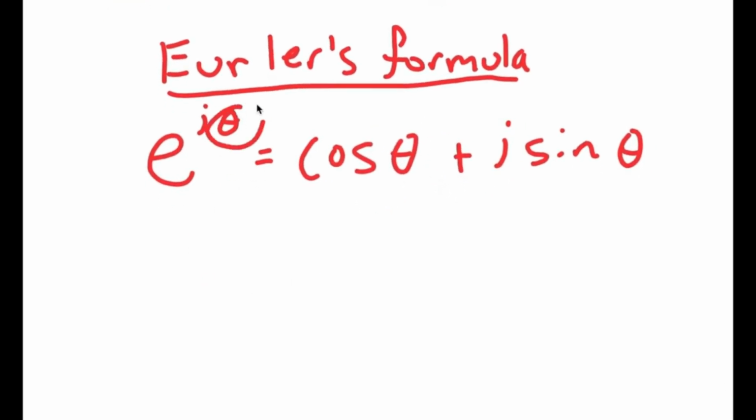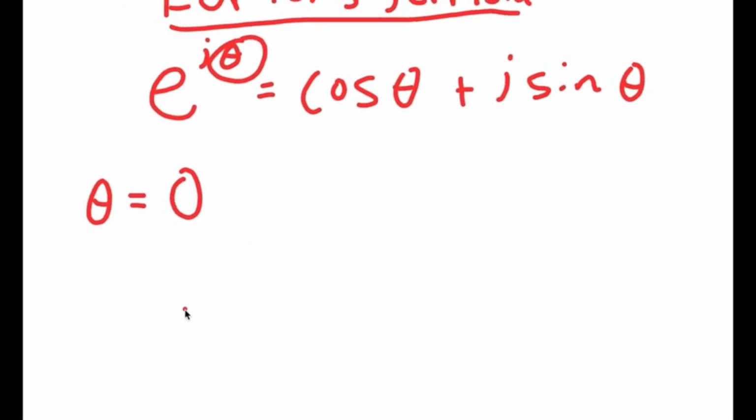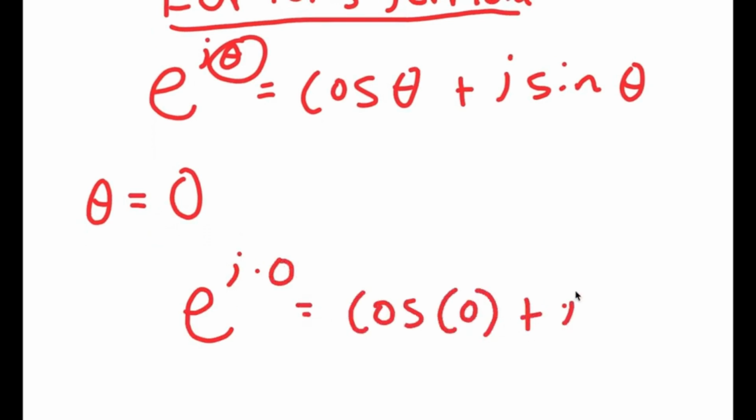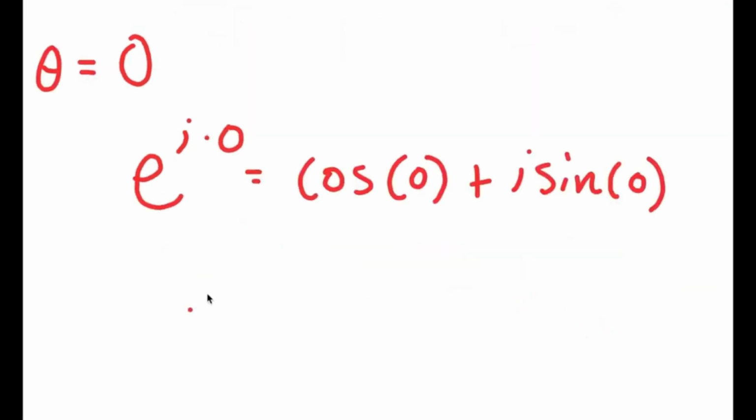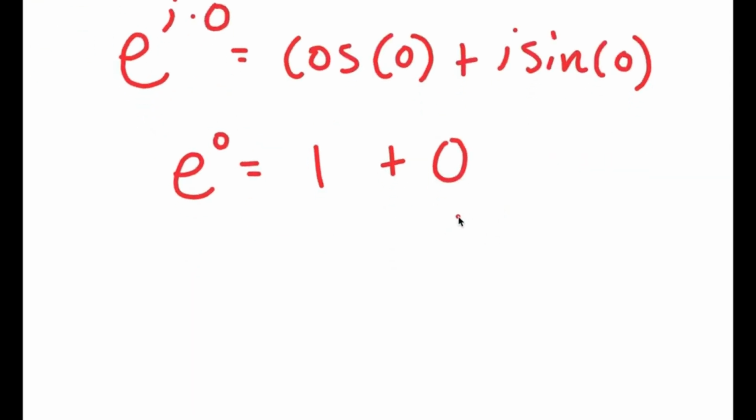So let's say that theta here is equal to 0. So if theta equals 0, then I get e to the power of i times 0 is equal to cos of 0 plus i times sine of 0. So then I get e to the power of 0 is equal to 1, cos of 0 is 1, plus sine of 0 is 0, and 0 times i is 0, so 1 plus 0. And e to the power of 0 is 1, so I get 1 is equal to 1 plus 0.